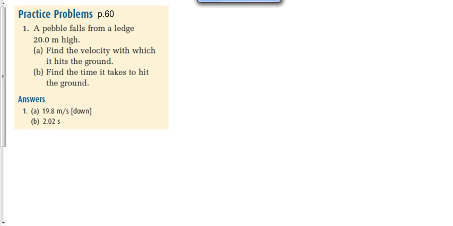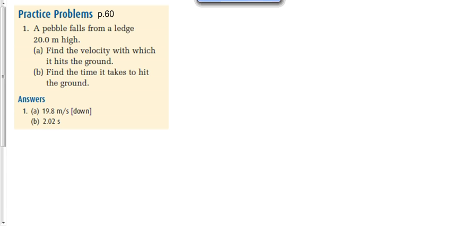Let's have a look at question number 1 here on page 60. It says a pebble falls from a ledge that's 20 meters high. Find the velocity with which it hits the ground and the time that it takes to hit the ground here. So let's picture this, visualize it. You guys see the pebble? Is it a big pebble or a small pebble? Small, because pebbles aren't really pebbles if they're big, right? They're rocks.